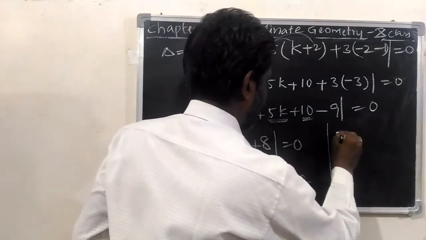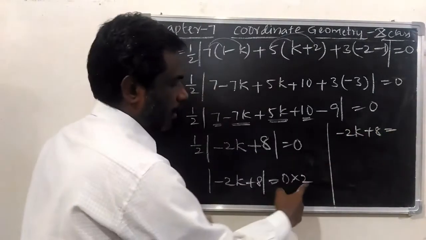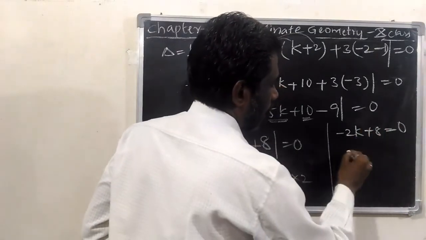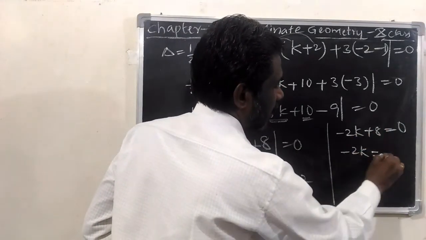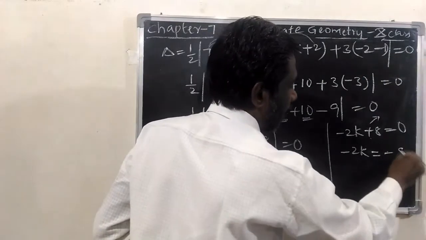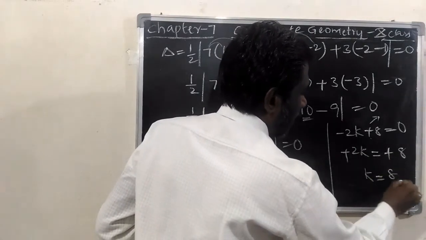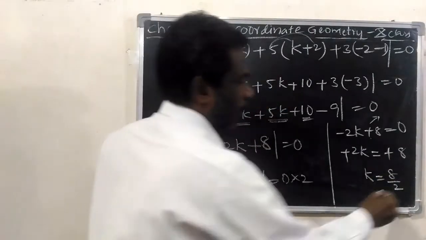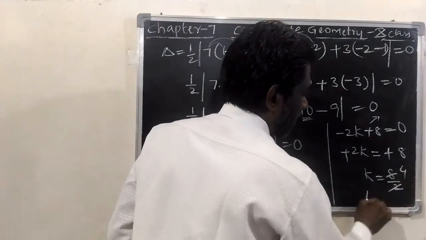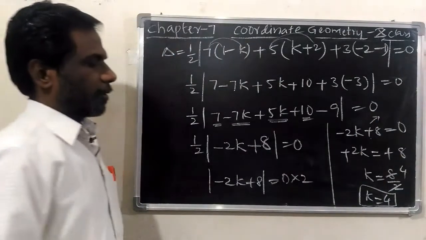So minus 2k plus 8 is equal to 0 into 2, which is 0. Write minus 2k as it is. So transfer this plus 8 to the right side, that becomes -8. Then minus minus cancel, k is equal to 8/2. So 2 ones are 2, 2 fours are 8. k is equal to 4. So that is the answer.